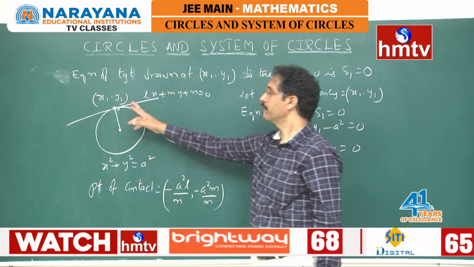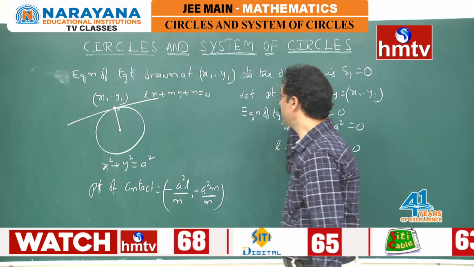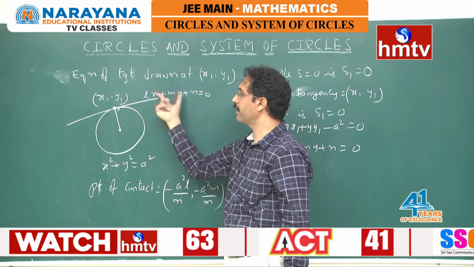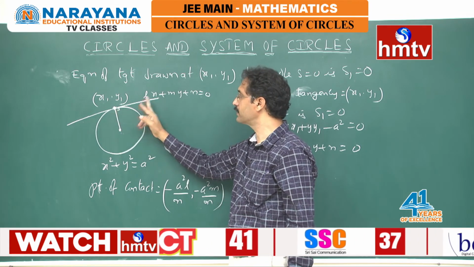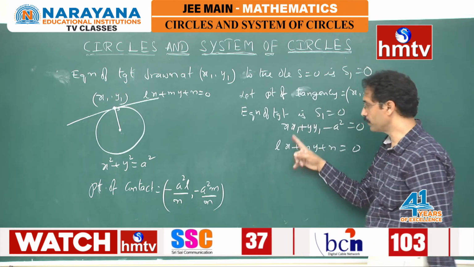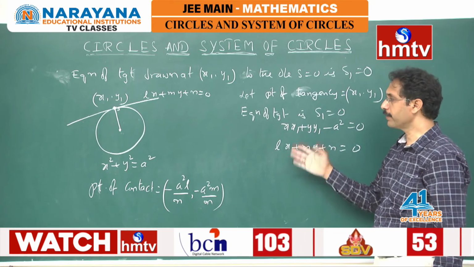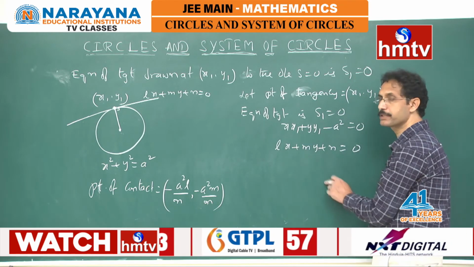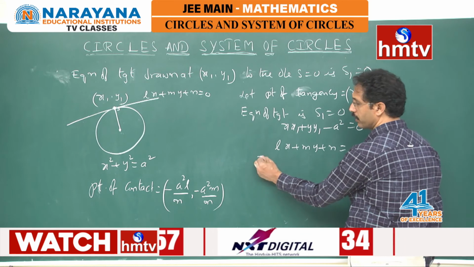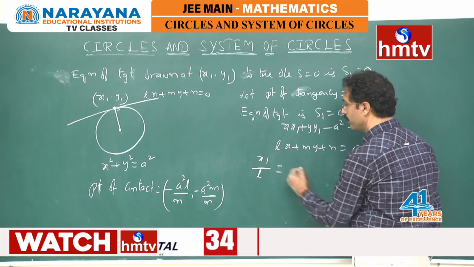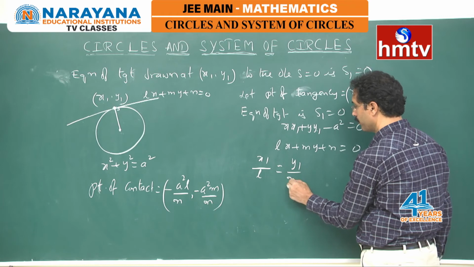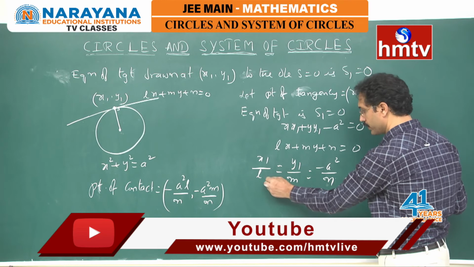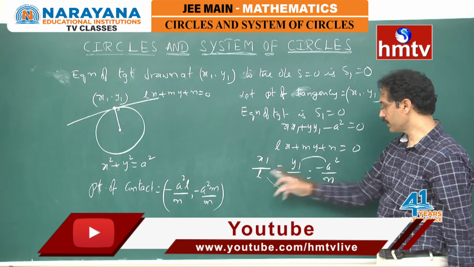line. That means if x1 y1 is the point of contact, then S1 equal to 0 is the equation. But we assumed that it is the line, and then we are collecting the point of contact. So, this line has two equations, and these two must represent the same line. Whenever two lines represent the same line, the ratio of the coefficients must be the same. So, x coefficient x1 upon x coefficient L, y coefficient y1 upon m is equal to constant minus a square upon n.